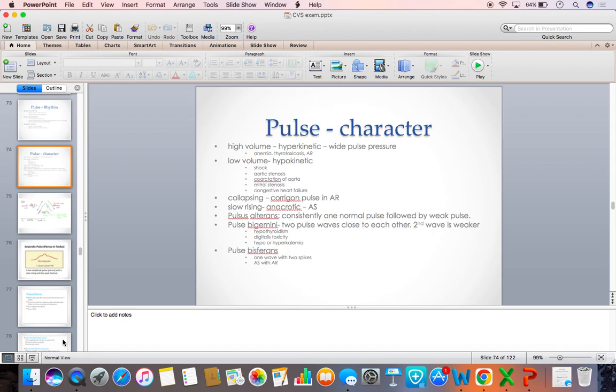So noted in hypothyroidism, digitalis toxicity, hypo or hyperkalemias. These findings are very difficult to feel by palpation, more so noted by pulse tracings. Next one is pulsus bisferiens, one wave with two spikes, noted in aortic stenosis with aortic regurgitation.